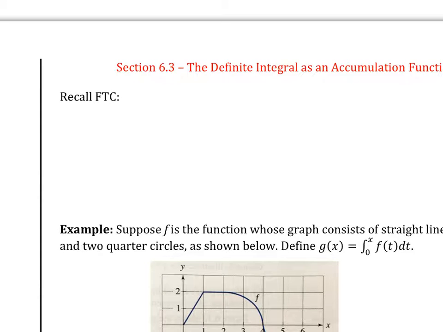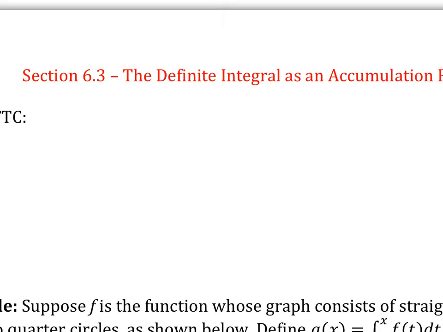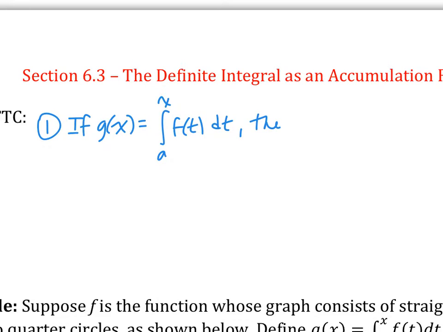6.3. We're going to be doing the accumulation function again. The accumulation function is the FTC. Okay, recall FTC, 2 parts. First part: if g of x is equal to the integral from a to x of f of t dt, then g prime of x is equal to f of x. We already know this, so just review.